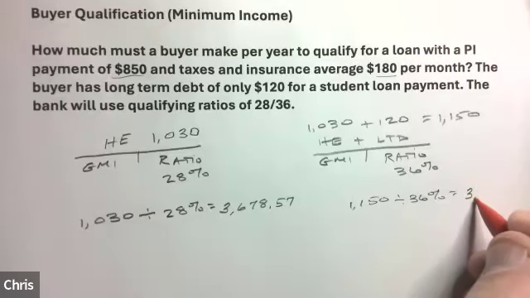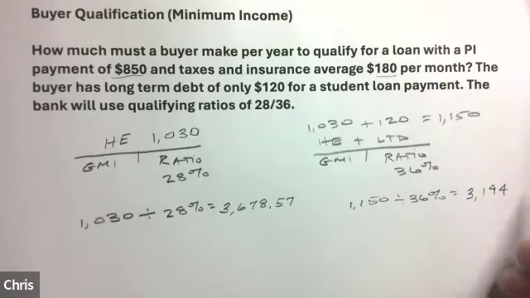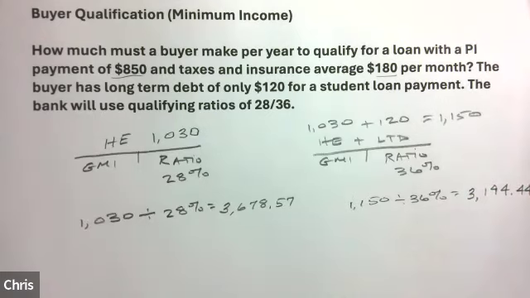$3,194. And change, I think it's 44 cents. Okay. And on this problem, how much must a buyer make per year?